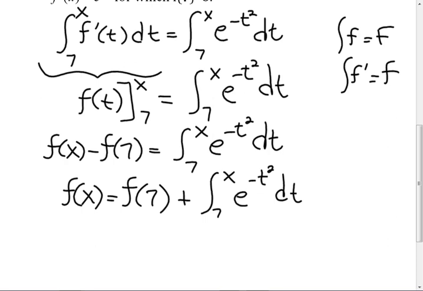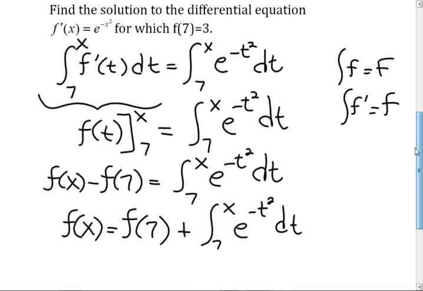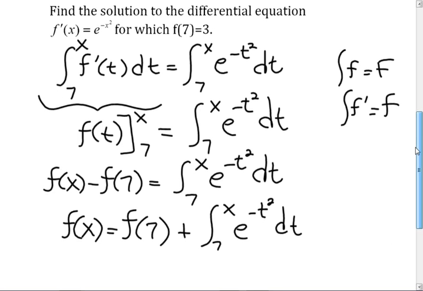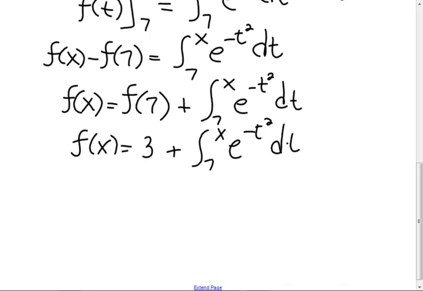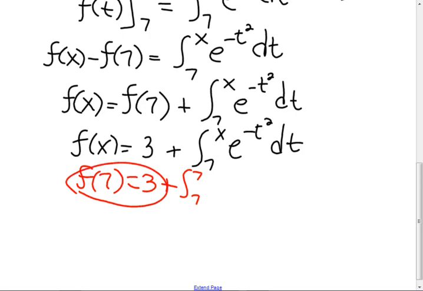Now, do I know what f of 7 is? What's f of 7? It's 3. So f of x is equal to 3. That's your starting value. You didn't start at the origin. Plus this. It's an accumulator. It accumulates the area under the curve. Let's check to see if we did this right. F of 7 is equal to 3 plus the integral from 7 to 7. What is that? What's the integral from 7 to 7? It's 0. And you were given the initial condition, f of 7 equals 3.